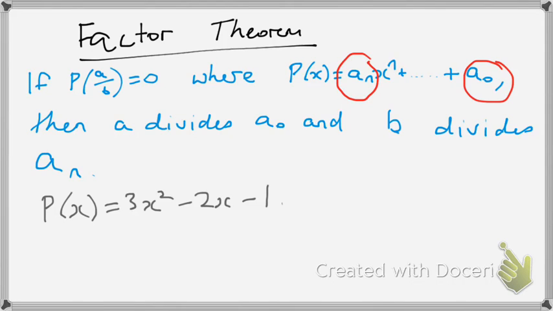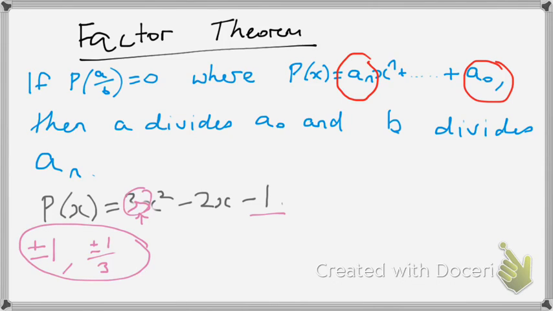So it means that the possible factors are, firstly, the whole numbers, and the whole numbers must divide 1. So the whole numbers are 1 and minus 1. So that's the only whole number roots. And then the other roots are those same whole number roots divided by all the divisors of 3, which is only 3. So those are all of the possible roots.